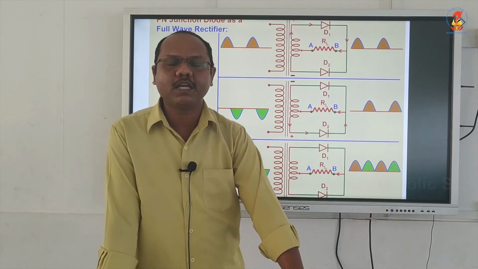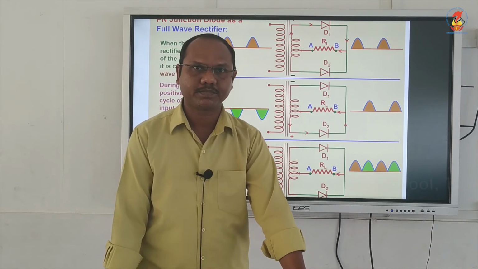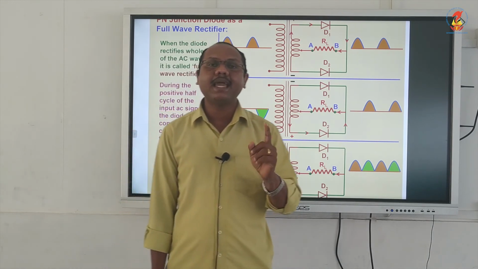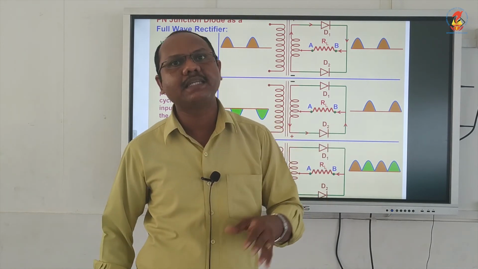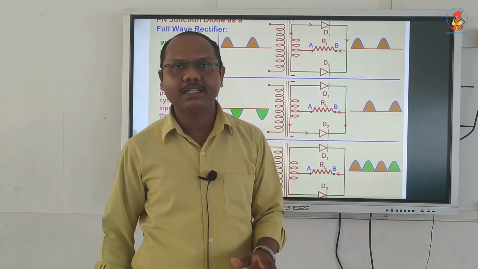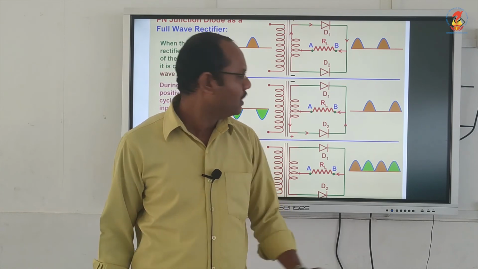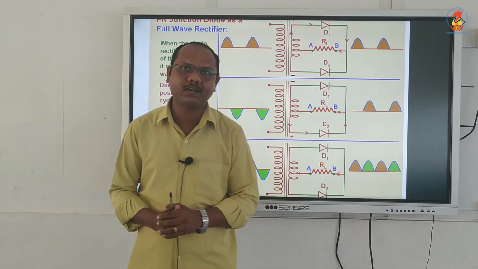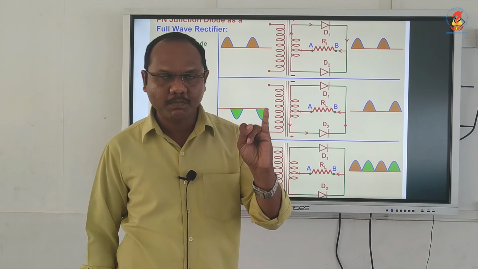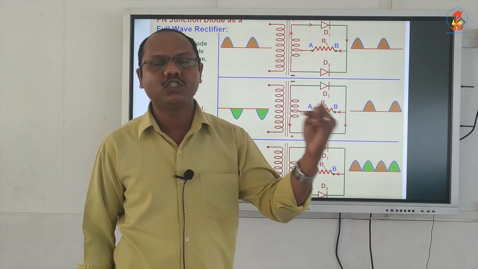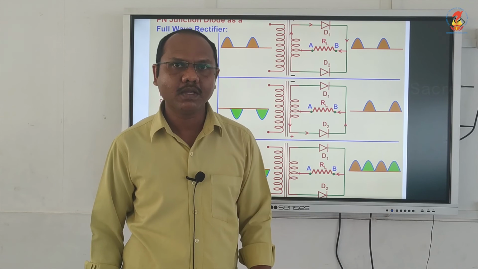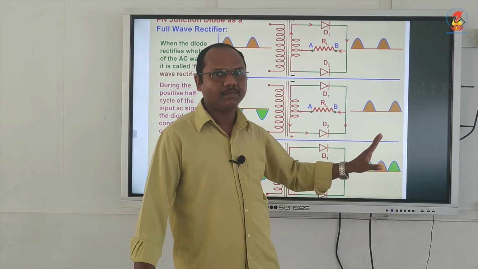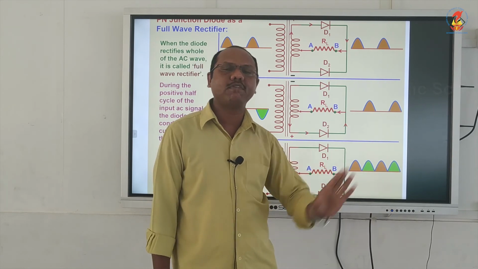This type of rectification is called full wave rectification. In full wave rectification, the efficiency is very high. It is 81.2%, exactly double. And here the output frequency is twice the input frequency. Please write that also: efficiency is 81.2% and output frequency is twice the input frequency. Here you will be getting a fluctuating DC. There is no intermittency here, you will get a fluctuating DC.